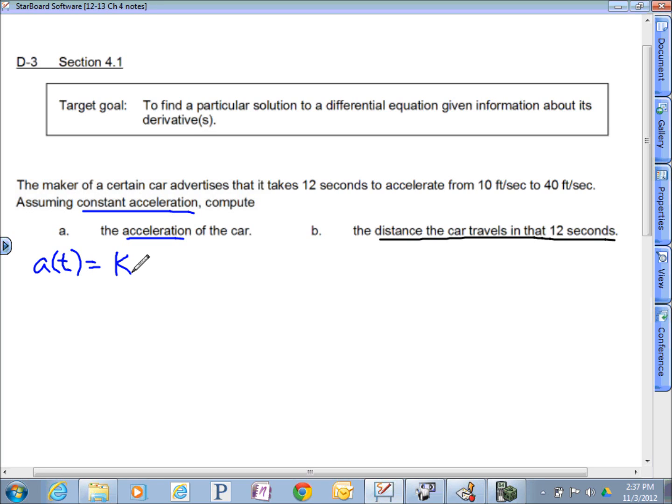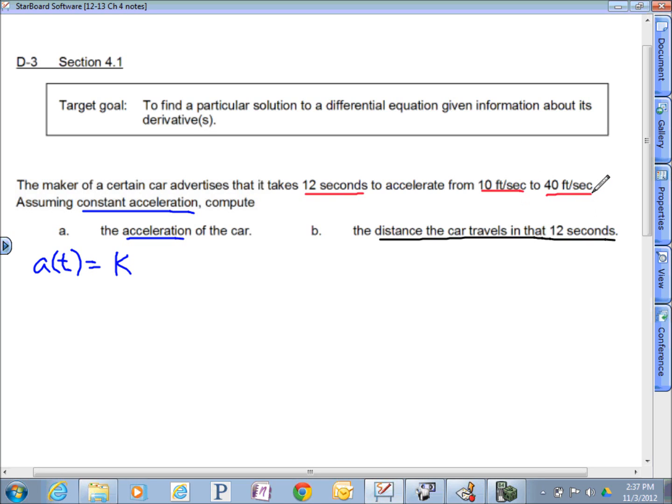If you wanted to find what k was, it would be nice to know some information about velocity, because we know the velocity function is the antiderivative of the acceleration function, and ultimately the position function is the antiderivative of the velocity function. So here's what we've got going here. According to this, it's going to take us 12 seconds to go from 10 feet per second to 40 feet per second.